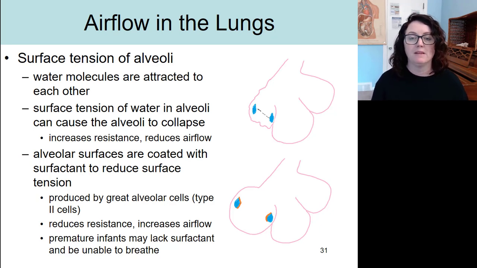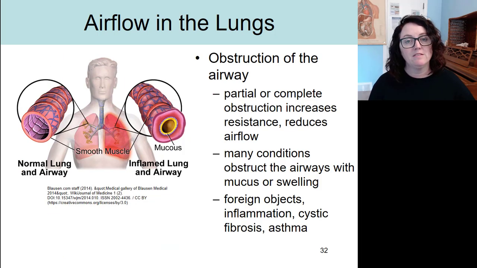Premature infants may lack surfactant, and that's because the production of surfactant is one of the last things that happens in the infant's body prior to birth. So these premature infants may have a hard time breathing due to that lack of surfactant, and there are certain things they can do to increase the level of surfactant in the infant's body, especially if they know a premature birth is likely.